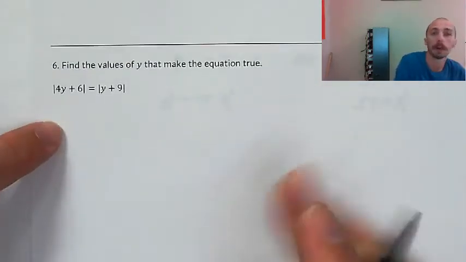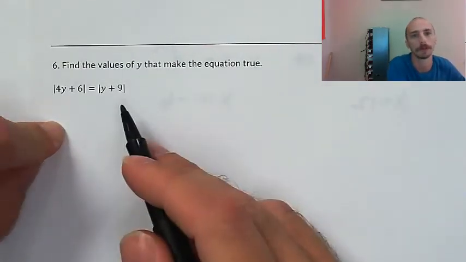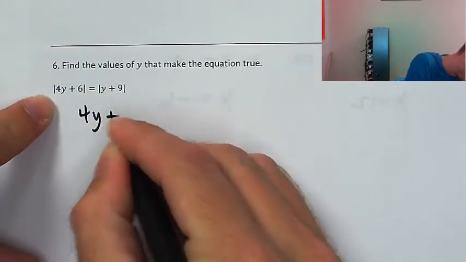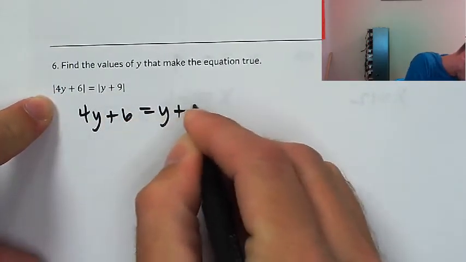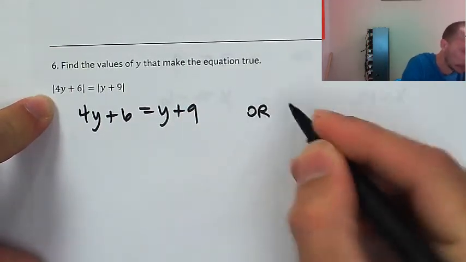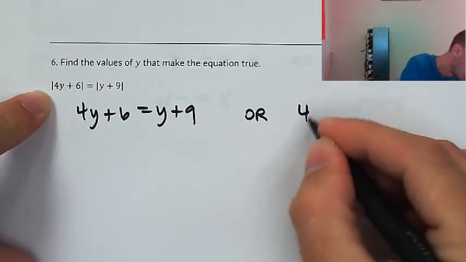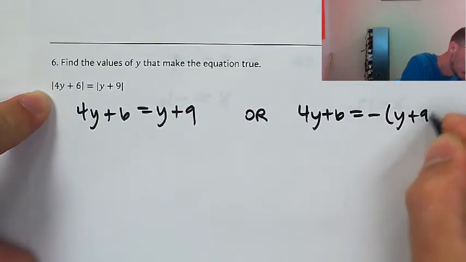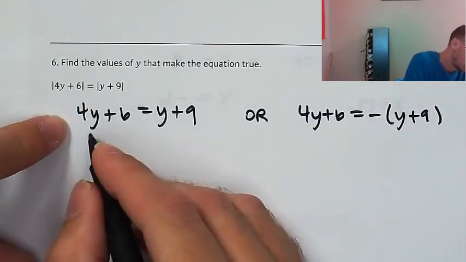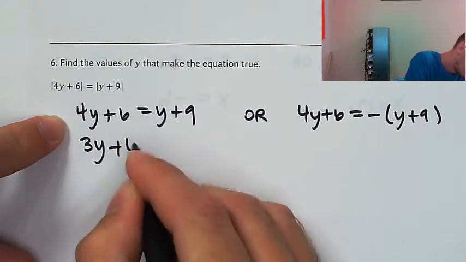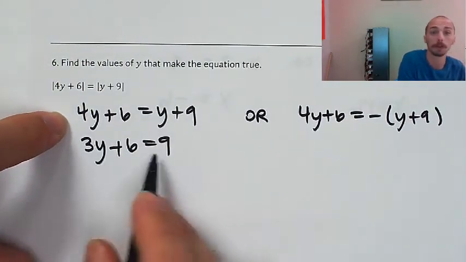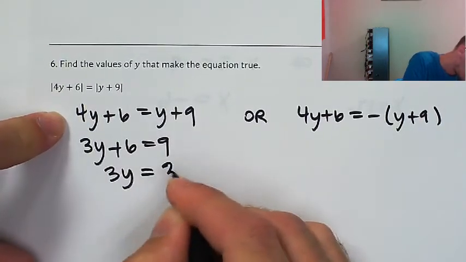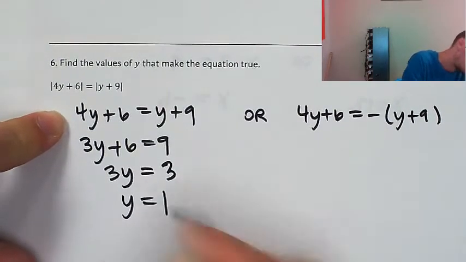Okay. And the last one, we've got absolute value equals absolute value. And if 2 absolute values are equal, then either the things on the inside are exactly the same, or maybe they're just like off by a sign. Okay, so 4y plus 6 is the negative of y plus 9. And in that case, we might subtract a y. Okay, maybe you can solve this one with your eyes, but if not, we're going to subtract 6 from both sides and divide both sides by 3.